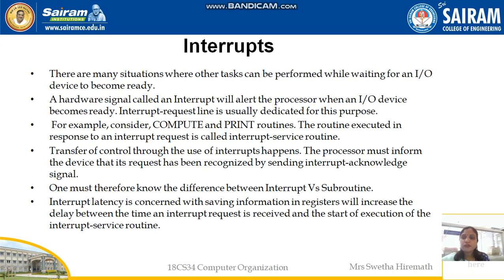So like that, transfer of control through the use of interrupts happens. The processor must inform the device that its request has been recognized by sending the interrupt acknowledgement signal. Once the interrupt request signal has been raised by any of the IO devices, in turn the processor also has to reply to that particular IO device that it has been acknowledged, and the processor will be providing the service for that particular IO device. That will be given by the interrupt acknowledgement signal. So there are two signals here. One is the interrupt request signal, the other one is the interrupt acknowledgement signal.